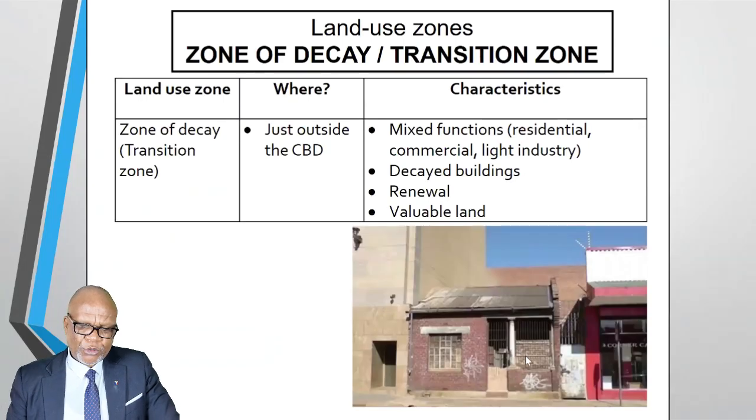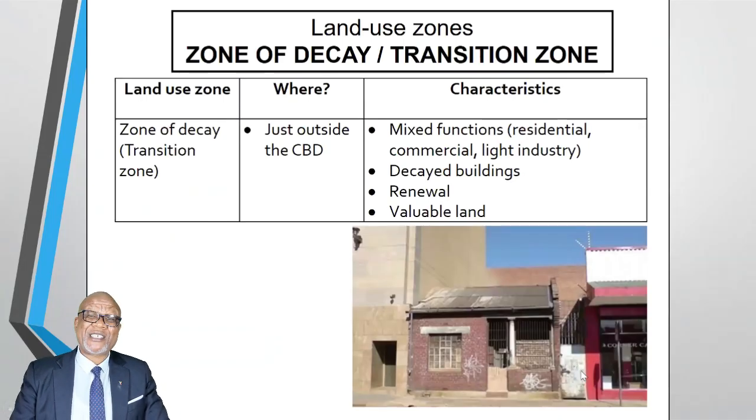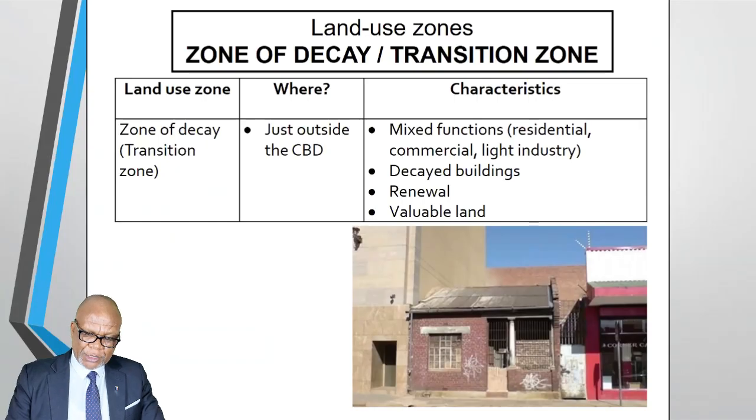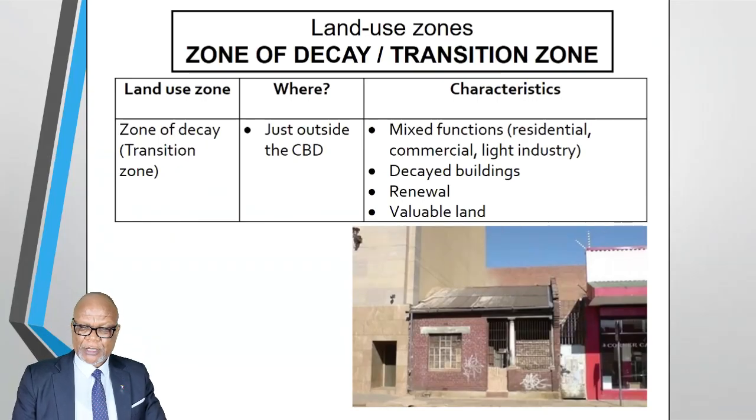Now we have another land use zone that we call a zone of decay or transition zone. So a transition zone is an area that you are going to find outside the CBD. Where is it found? Just outside the CBD. What you must know is that it has mixed function.